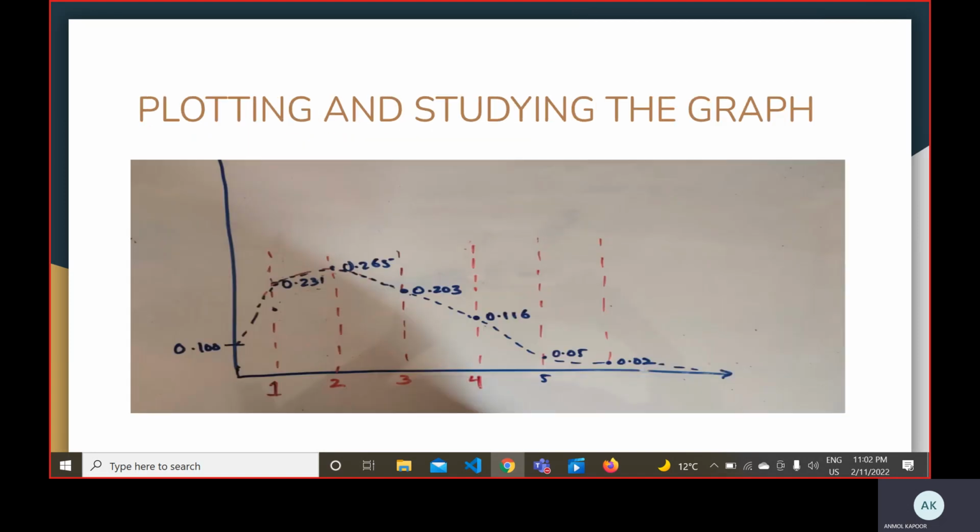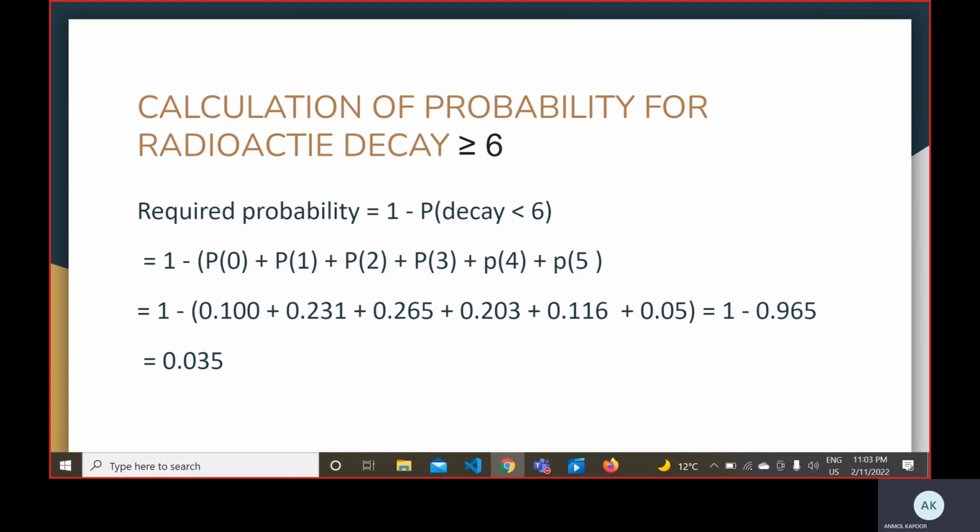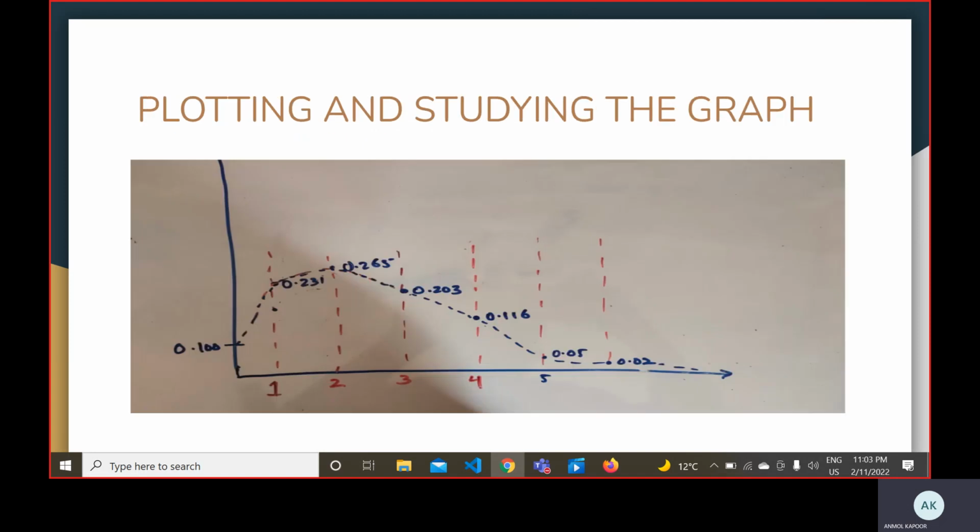So here, we see that at values greater than 6, we are having the graph tending towards 0. And also calculation of probability justifies that the value is indeed very close to 0. So our result is fully justified.